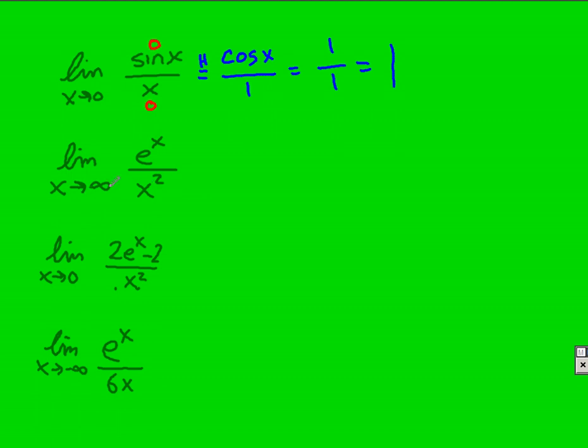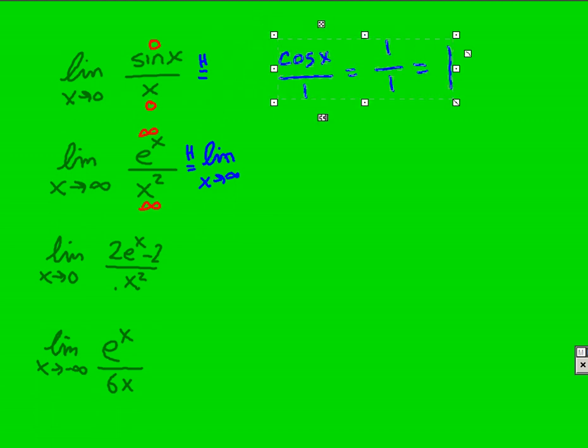Now in this one, plugging in infinity, e to the infinity is infinity. x squared is infinity. So I need to take a derivative using L'Hopital's rule. So this equals, I should always write the limit as x approaches infinity. Actually, I should have done that up here as well. Let me insert that because that's very important. It still is the limit as x approaches 0 in that case.